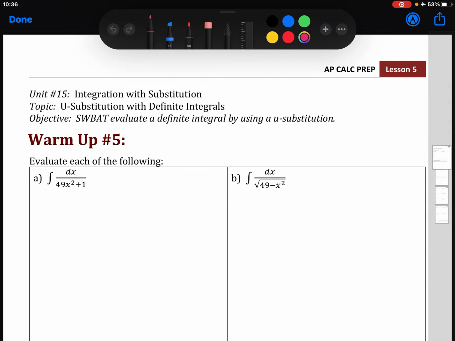Hey guys, welcome to the last lesson of this unit. We're going to be doing U substitution with definite integrals. I'm not going to be teaching you any new type of U sub. All we are working with is definite integrals versus the indefinite, which we did for lessons 1 through 4. Okay, so pause the video and see if you can do the warm-up.